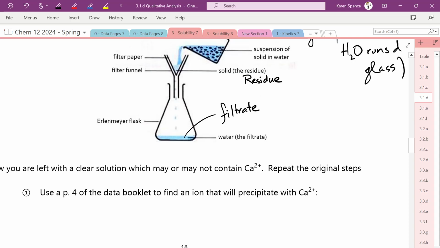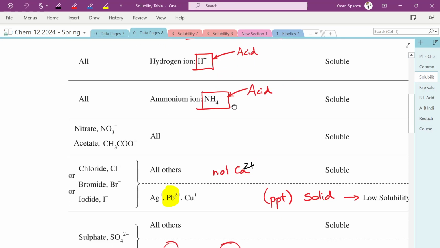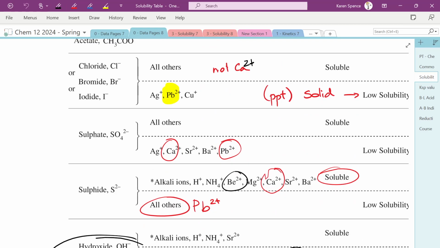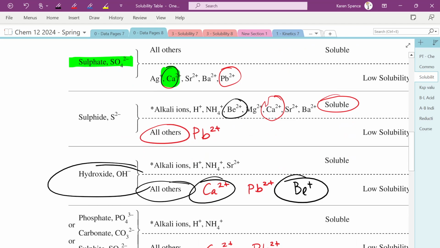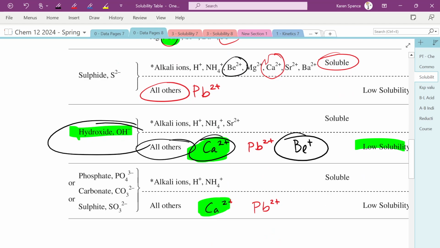Sulfate. Sulfate is a good choice. Is there anything else that would work? Yep. Calcium would work with sulfate. Calcium would work with hydroxide because it belongs to the all others category. And that would be low solubility. And calcium would also fall in the low solubility category along with sulfite, carbonate, and phosphate. So any of those are good choices.